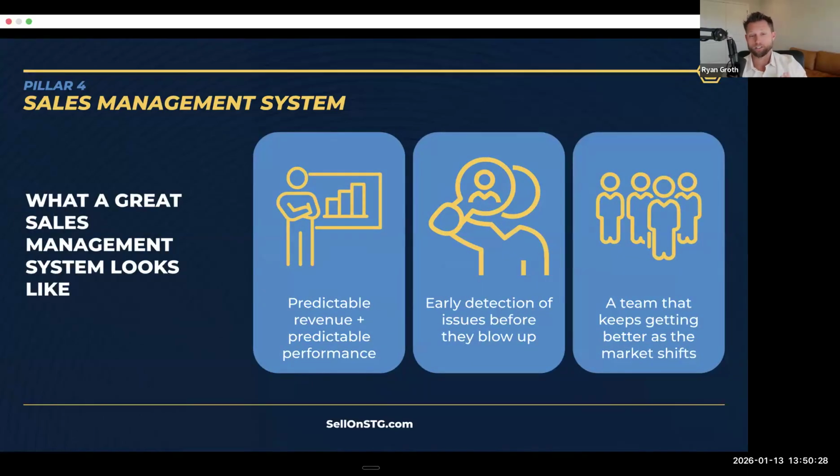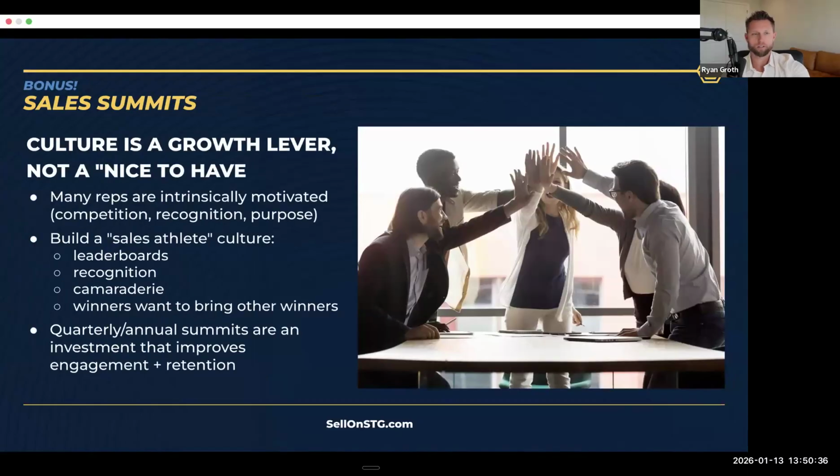What a great one looks like is you have predictable revenue, predictable performance, early detection of issues before they blow up, and a team that keeps getting better as the market shifts. A little bonus for you guys. Some of you can do this: sales summits. Culture is a growth lever, not a nice to have.